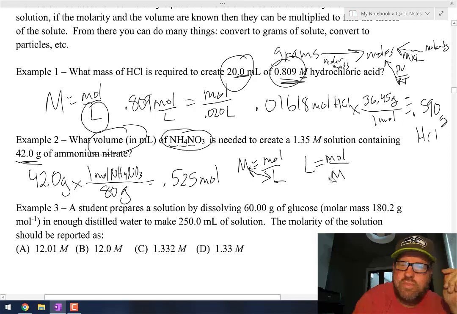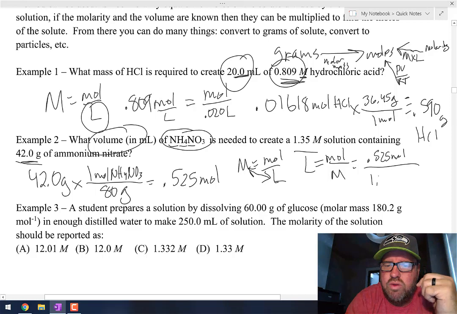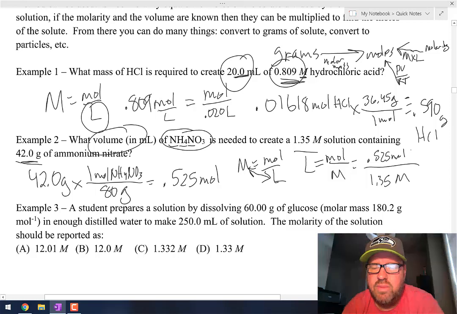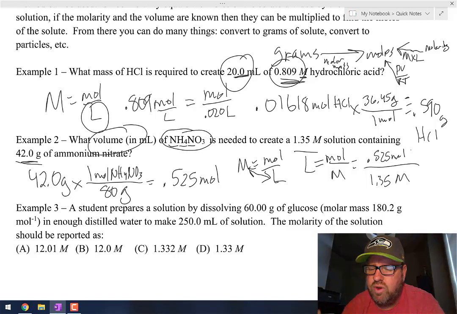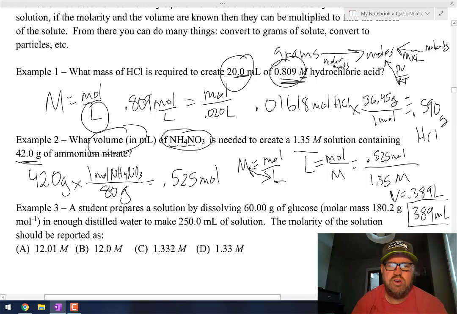Okay? So I need the volume. I've got the moles now, 0.525 moles. The molarity is 1.35. Again, big M, moles per liter, however you want to write it, they don't care. So 0.525 divided by 1.35 equals 0.389. And that is in liters. So my volume is equal to 0.389 liters. They want it in milliliters, which means I have to move that decimal point 3 spaces to the right. So that equals 389 milliliters as your final answer.